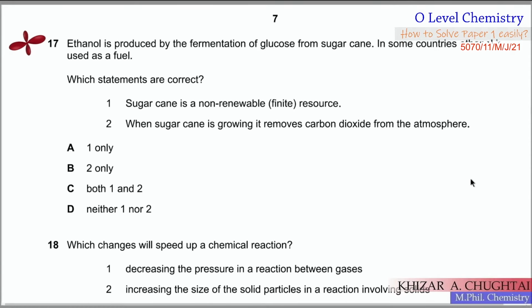Question number 17. Ethanol is produced by fermentation of the glucose from sugarcane. In some countries, ethanol is used as a fuel. Which statements are correct? Sugarcane is a non-renewable resource. No, because we can regrow this sugarcane. When sugarcane is growing, it removes carbon dioxide from the atmosphere. Correct option. It's a plant and it may reduce the carbon dioxide in the atmosphere. So B is the correct option.